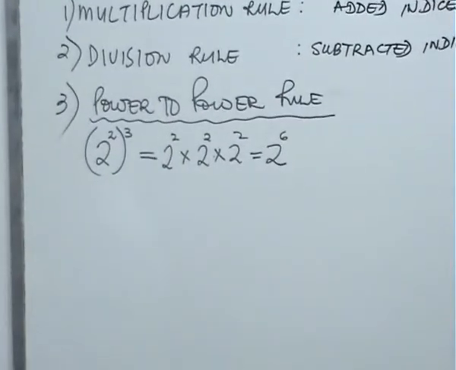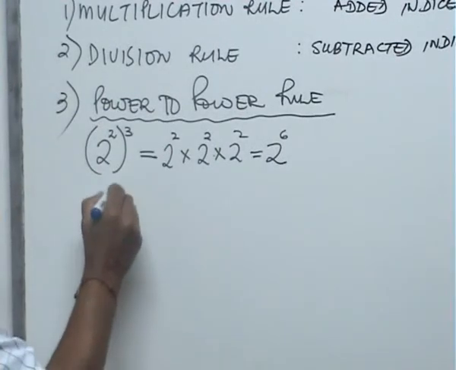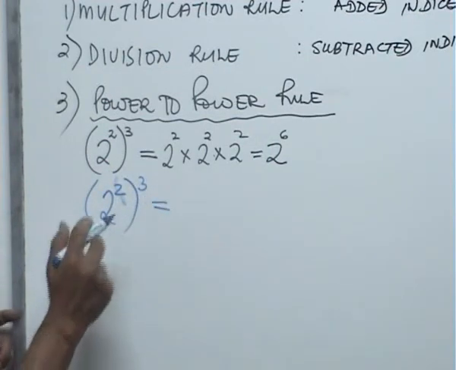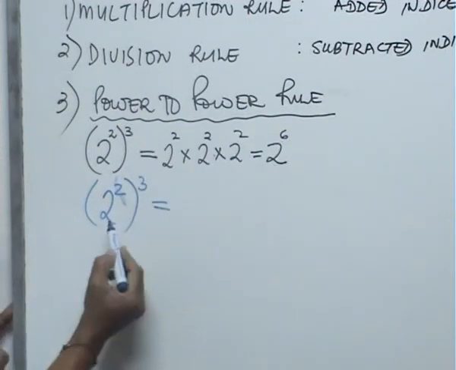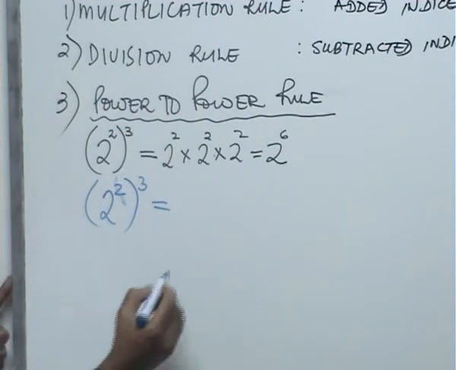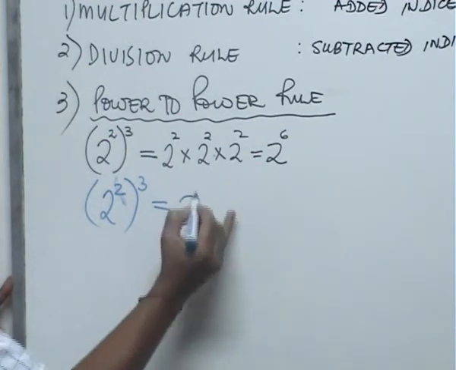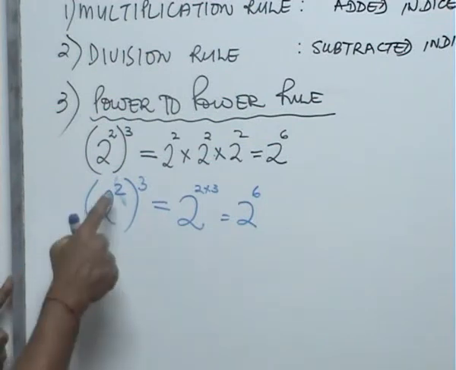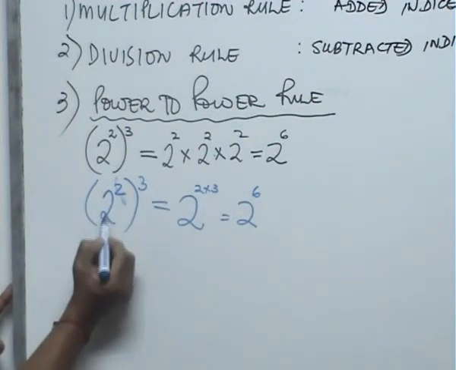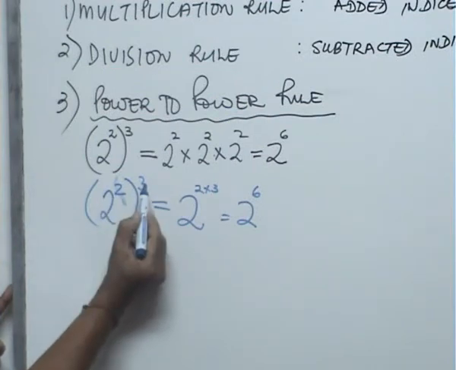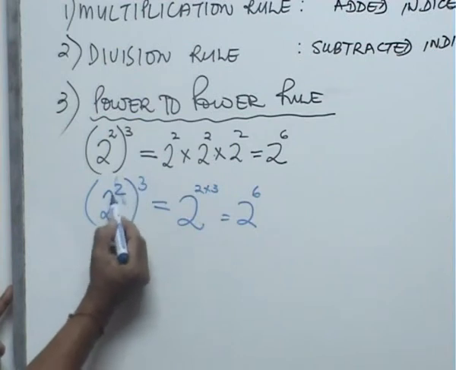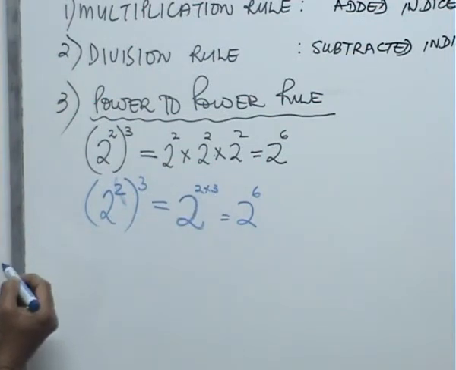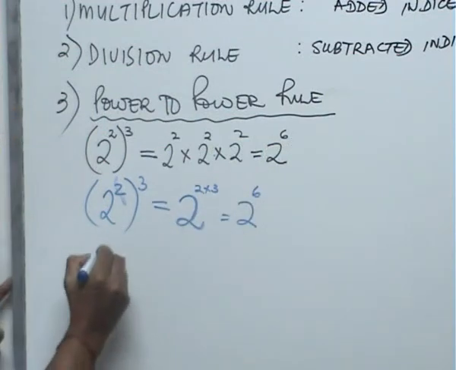But if you look carefully at this example again, you see that the answer ended up 6, and you realize that there is a shortcut. You can just say it is 2 to the 2 times 3, which is 2 to the 6. So this is called the power to power law. You see, there's a power here, and there's another power here. So power to power. If you got power to power, you just write down the base once, and then multiply the indices.